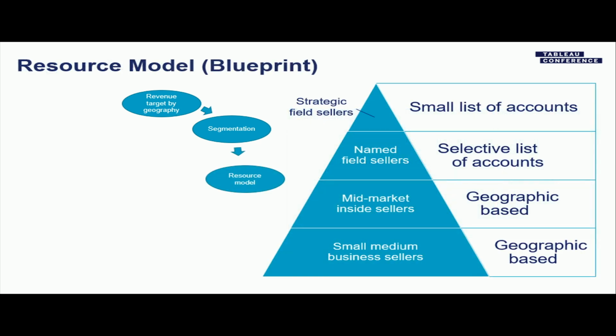Then we get into your resource model. I like to put it as a pyramid because the top tier is really your field sellers. And again, this is what we've used at Tableau, but this is something I feel a lot of organizations can apply across. You get to the number of field sellers and the strategic namespace, and then you get into the bigger groups of your commercial space. And again, these could be different.